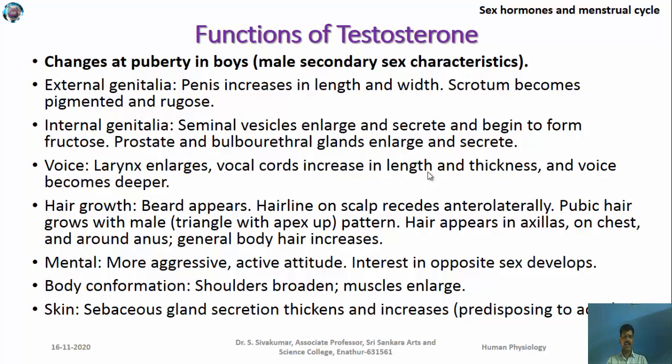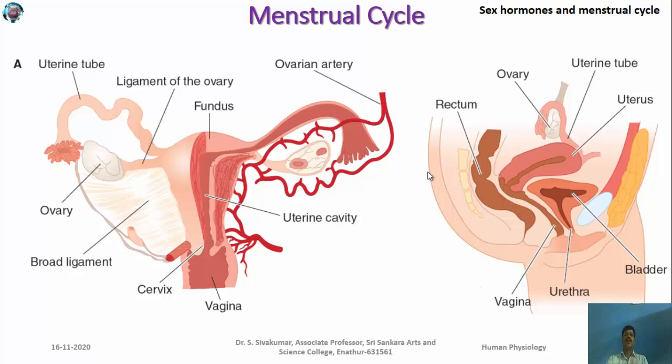The male becomes more aggressive and active. Then they show interest in the opposite sex. It's all developed by the stimulation of this hormone. There is a change in the shoulders, and muscles increase. Similarly, there is production of sebaceous gland secretions, so acne forms on the face. These are all because of the stimulation of this particular testosterone hormone.